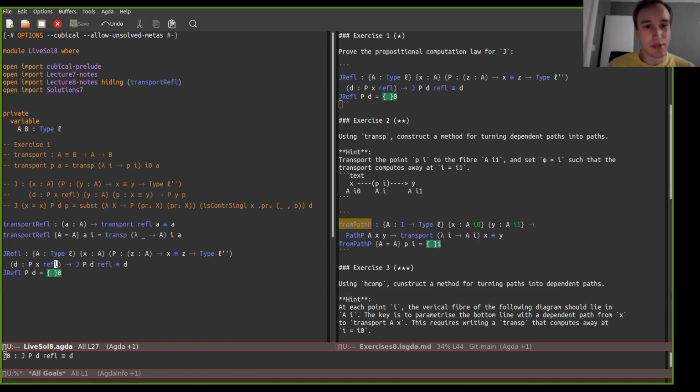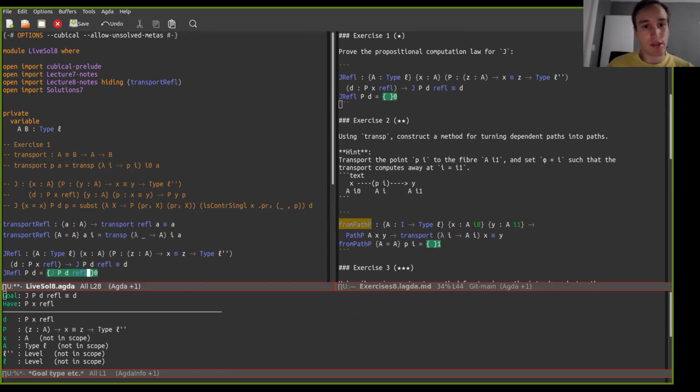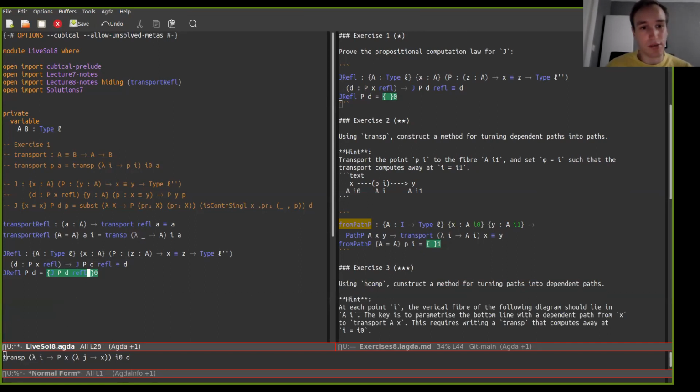Okay, let's do this one. So I normalize this term, and this becomes a transport. Notice that this family doesn't depend on I. So this is P, X, and then Raffle at X. So this is a constant family, much like in our transport Raffle. And the I0 here. So we can actually prove this as transport Raffle.